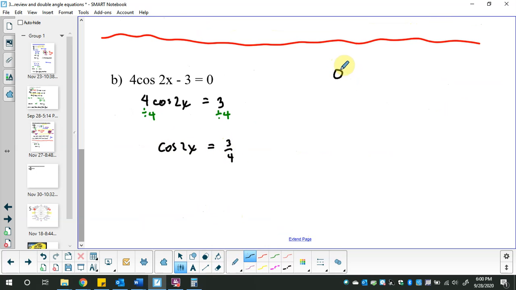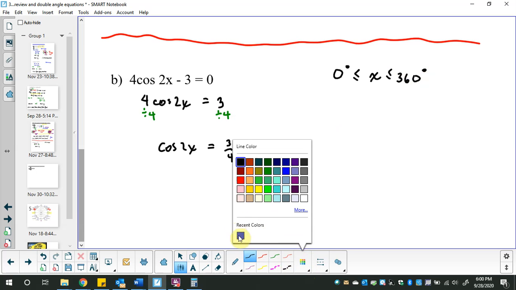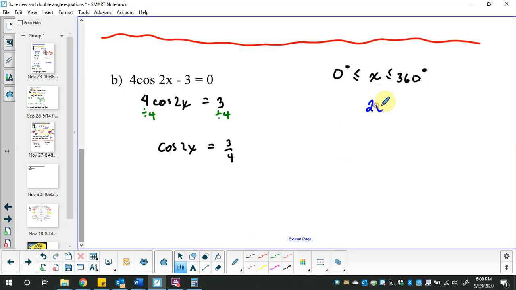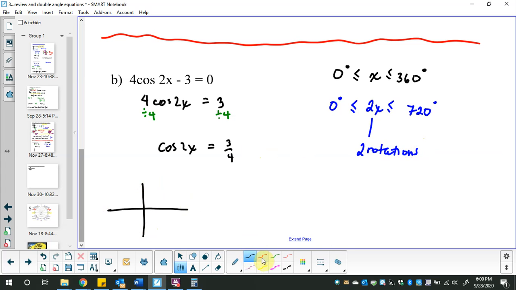And remember, we want x to be between 0 and 360 degrees, according to the question, which means that 2x is between 0 times 2 and 360 times 2. So again, 2 rotations. The unfortunate part is this is another casserole question, so it's not a unit circle question because you don't recognize that number, hopefully.